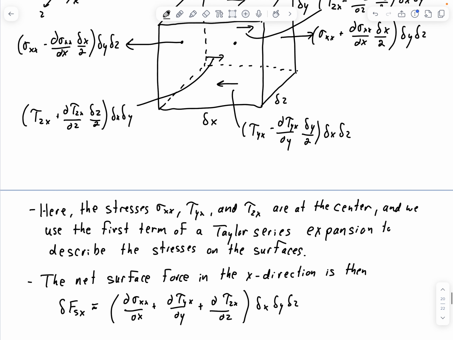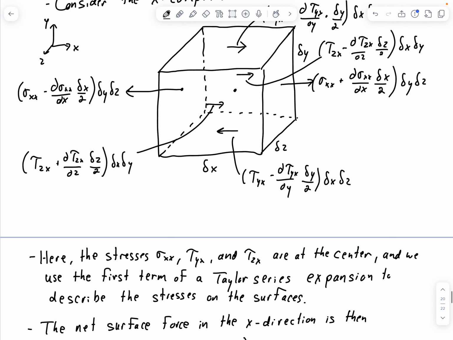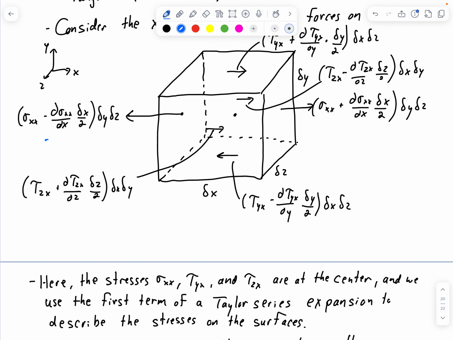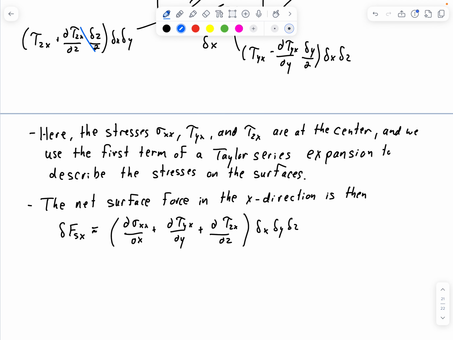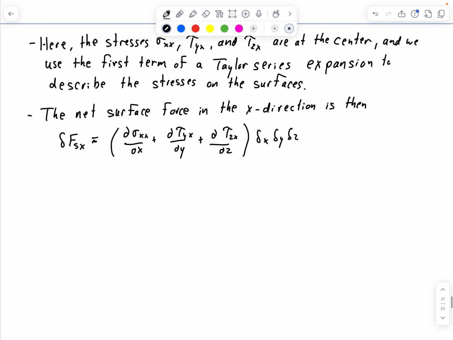And if you go through and work this out, you'll see that, for example, when you're adding together, say this pressure term and this term, you'll find that this term cancels with this term, and so on for these other terms as well. And so you end up with simply this expression that we have here. So those are your surface tension forces.